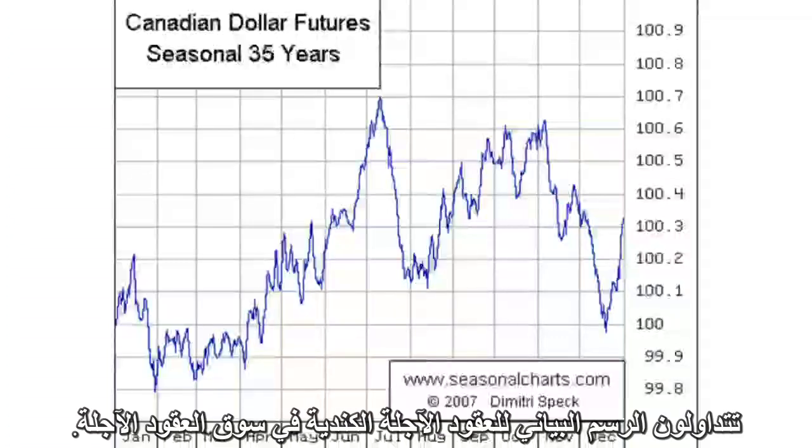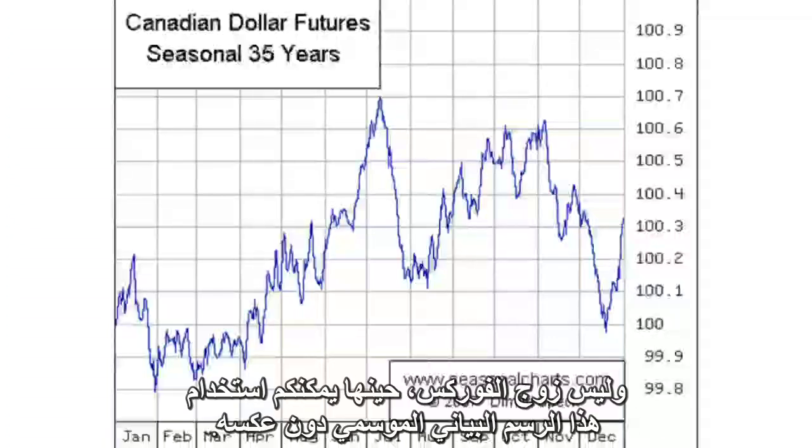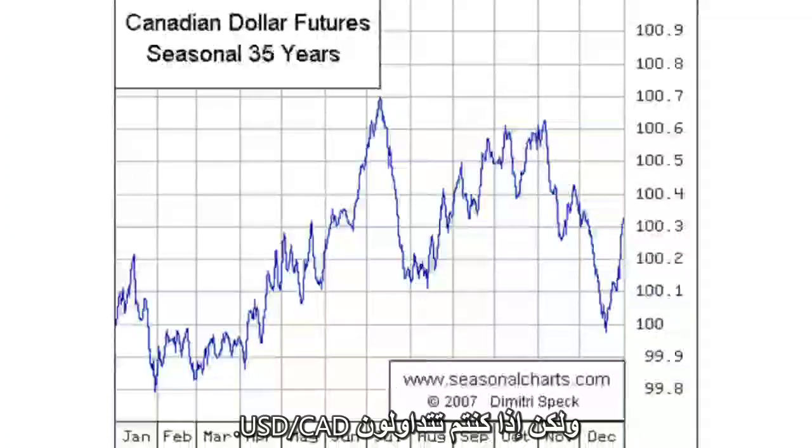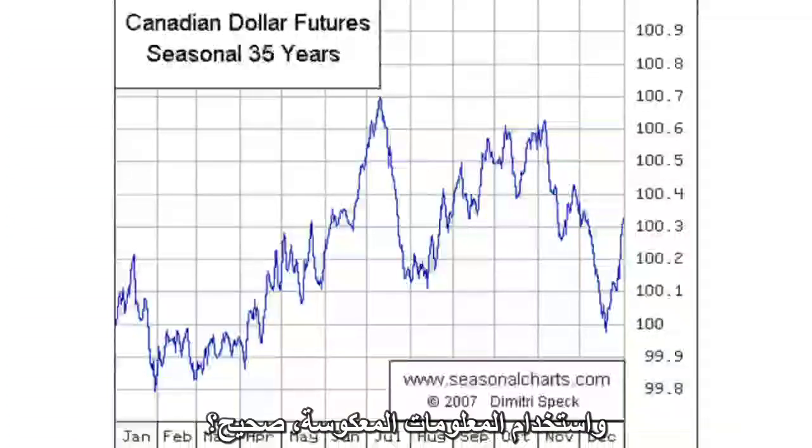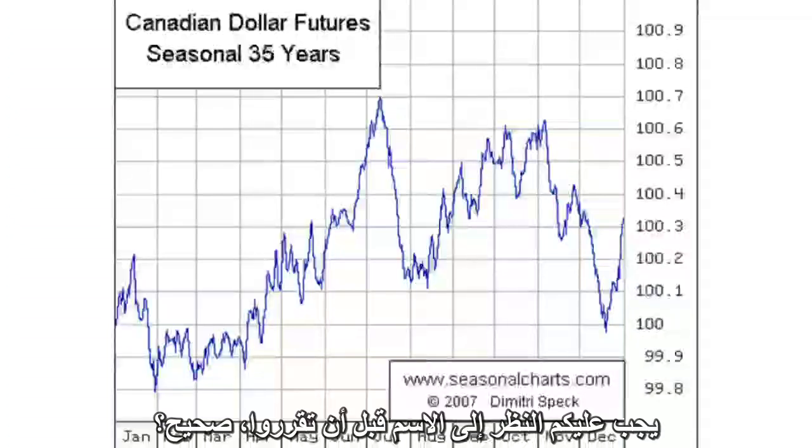If you traded the Canadian future chart on the future market and not the forex pair, then you can use this seasonal chart without inverting it. But if you are trading USD CAD, which is a forex pair and not a future asset, then you would invert this chart and use the inverted info, right? You must look at the name before deciding it.